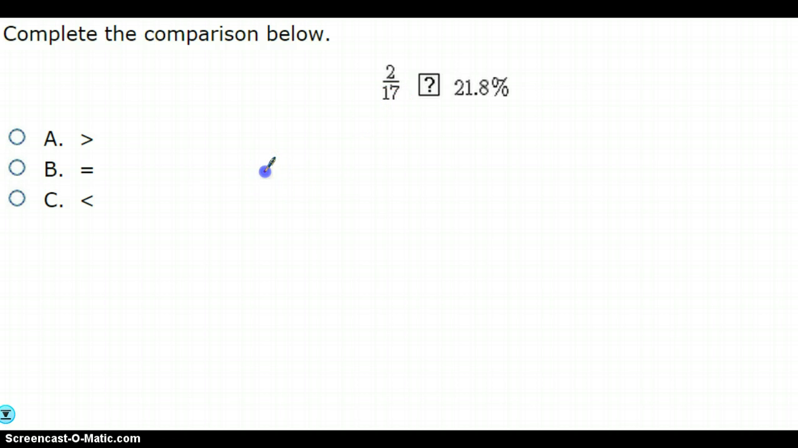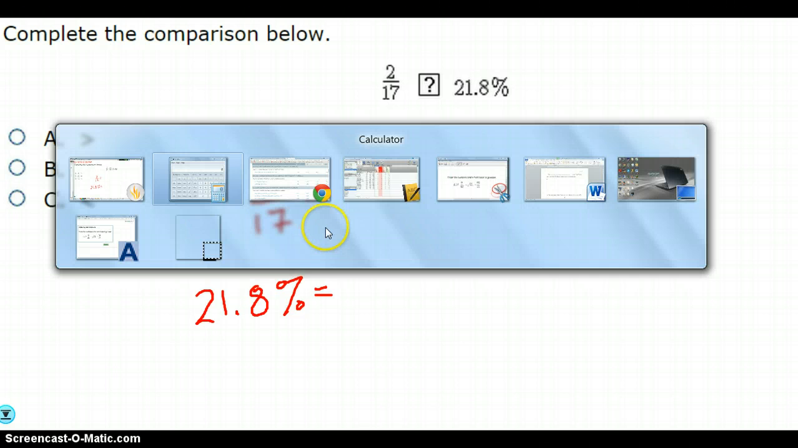So what I do is I write the original number, and in this case that's 2/17, or 2 over 17. I'm going to figure out what that is in a decimal, and then same with the percentage here. I have 21 and 8/10%, or 21.8%. Alright, so now I've got to use a calculator to figure this out, but I should recognize that fractions are just the same as division. This is just like saying 2 divided by 17.